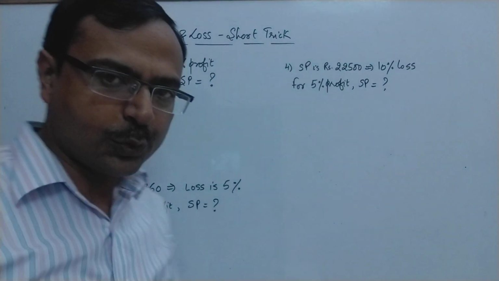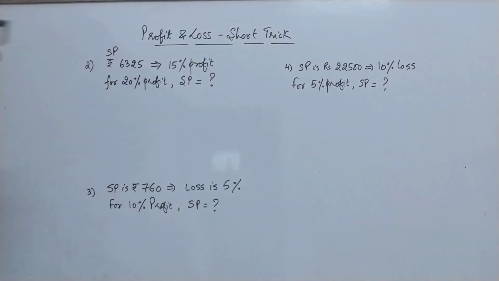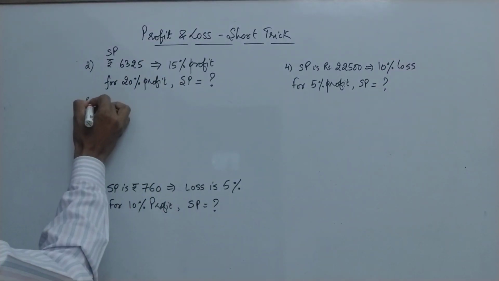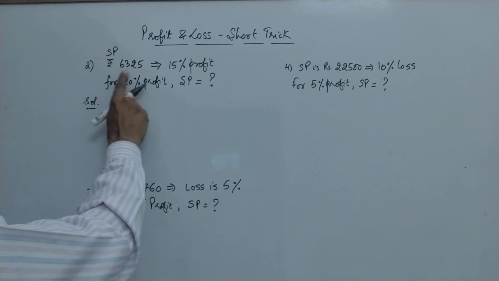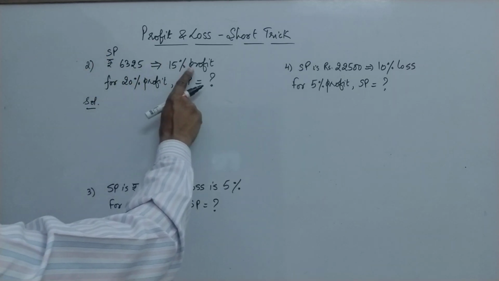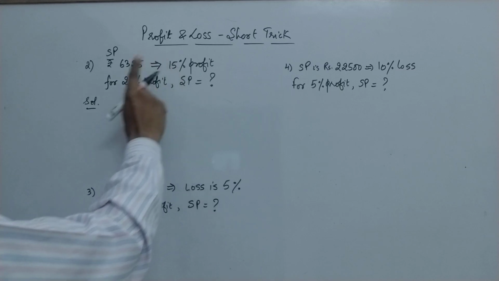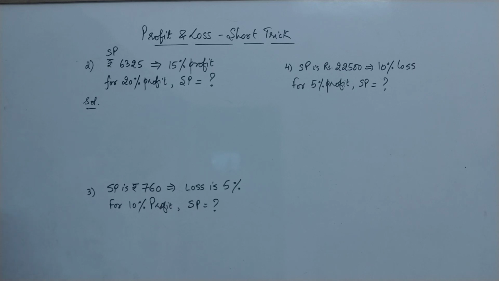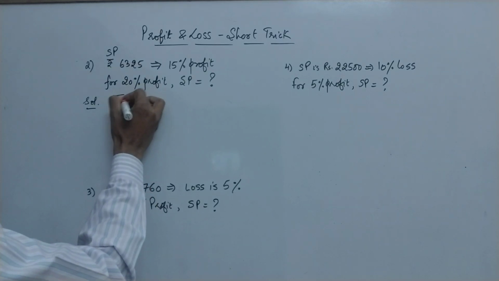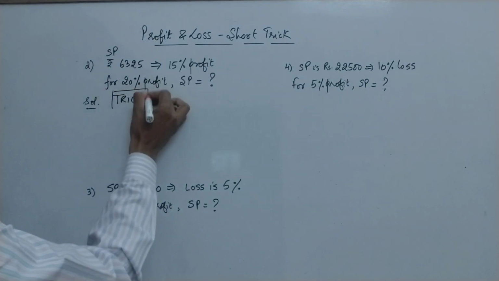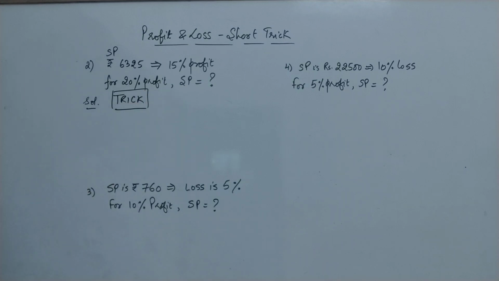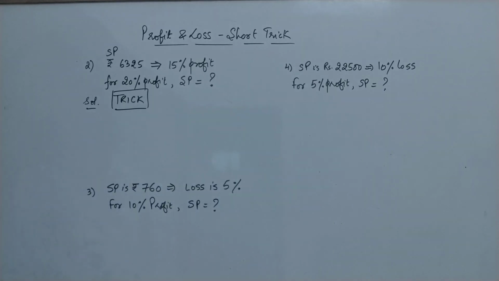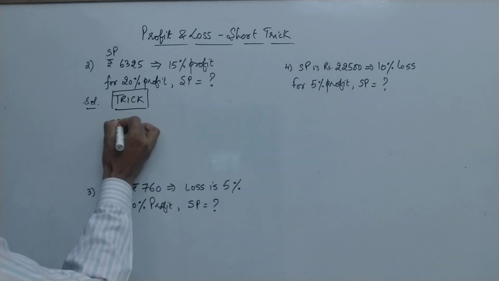So let's see 3 more questions of the same concept. In this second question, we have the first selling price as 6325 and this results in a profit of 15%. Now we want a profit of 20%. So what should be the selling price? Same type of question. Now I will use the trick which I told you just now for solving this one, and you will really be able to do it in 5 seconds.